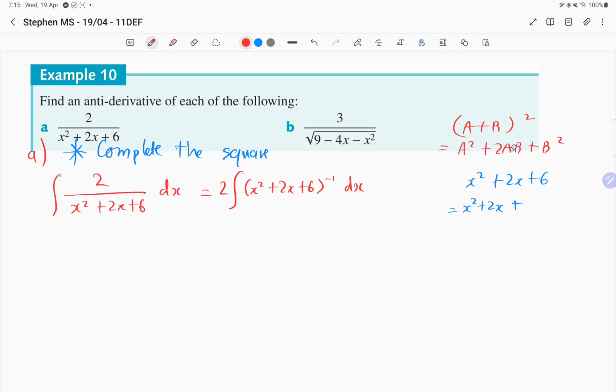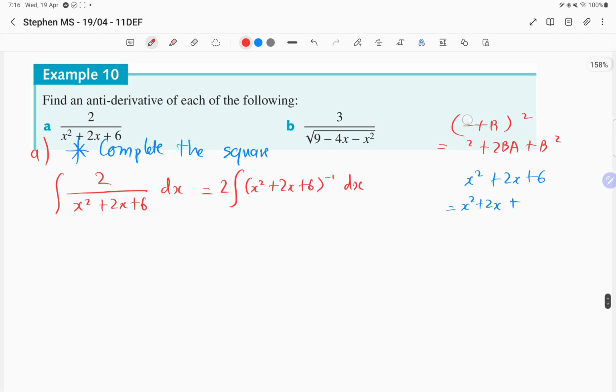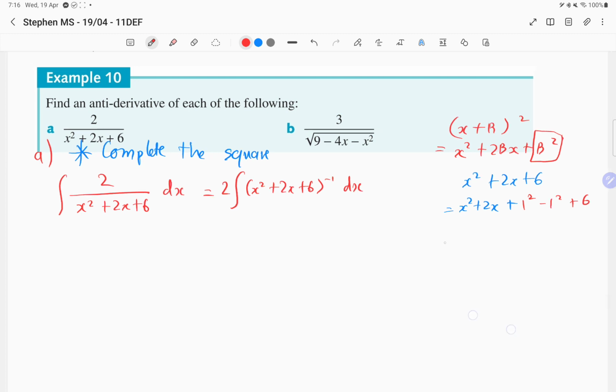If I rewrite it, this is always going to be x squared, so I can modify it a little. This is x plus b, so it's x squared plus 2bx plus b squared. The term you need to add to complete it is always half of the coefficient of x, then squared. So half of 2 is 1. That will be plus 1 squared minus 1 squared plus 6. So that is x plus 1, everything squared, and then minus 1 plus 6 is plus 5.